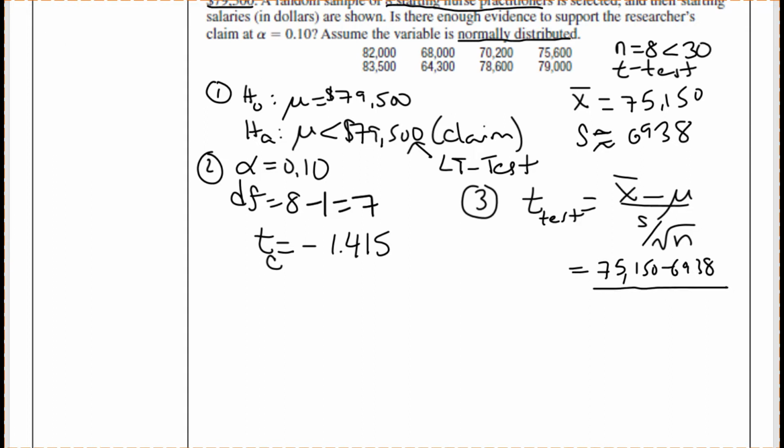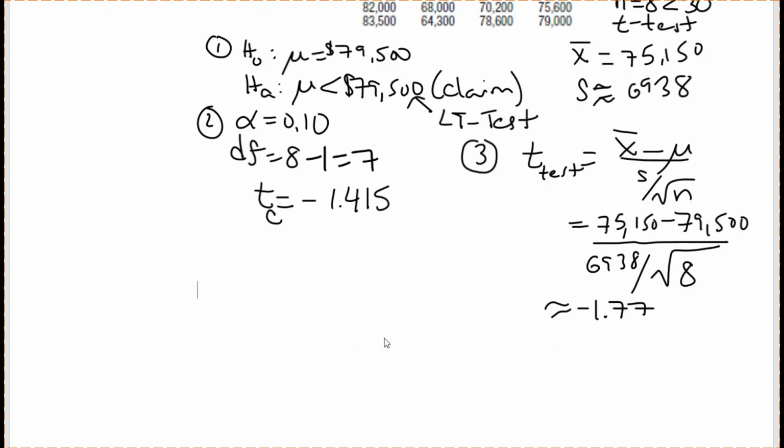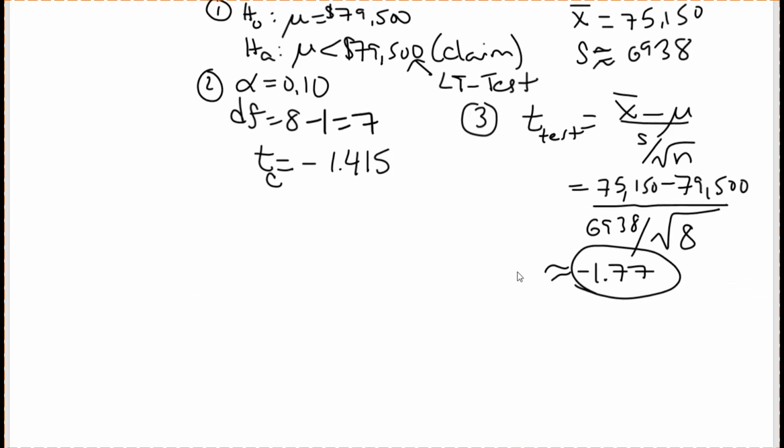Oops, that should not be 6938. So this right here should be our mu, which is our hypothesis, 79,500. That's what we think it is. And then 6938 over the square root of the sample size, which is 8. All right, so we went ahead and calculated it, put it in the calculator. We got negative 1.77 as our t-test.